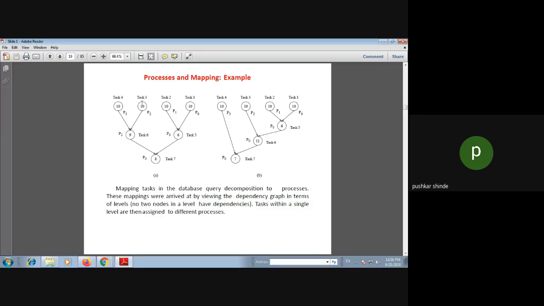These tasks have been mapped to processes. Task 4 has been mapped to process 3, task 3 to process 2, task 2 to process 1, and task 1 to process 0. Since they are at the same level, all these tasks have been mapped to different processes. Whereas when they are at different levels, they have been mapped to the same process, because till task 1 executes, task 5 cannot execute. Till task 5 completes execution, task 7 cannot execute.